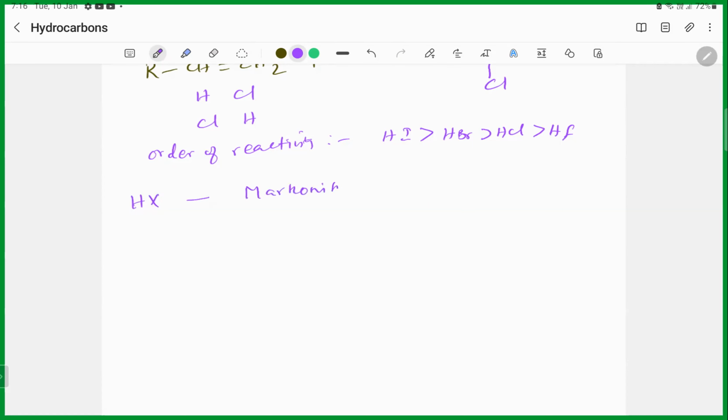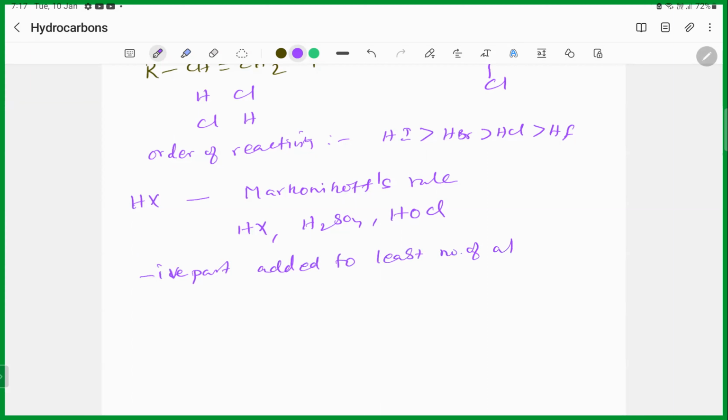Why is it said? That we have to know. When you treat an unsymmetrical reagent, for example hydrogen halide, sulfuric acid or hypochlorous acid, with an unsymmetrical alkene, the negative part of the reagent is added to the carbon atom of the double bond which bears the least number of hydrogen atoms.